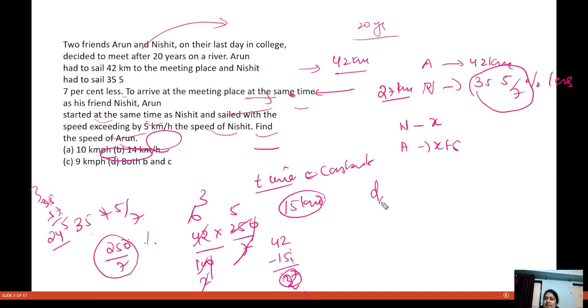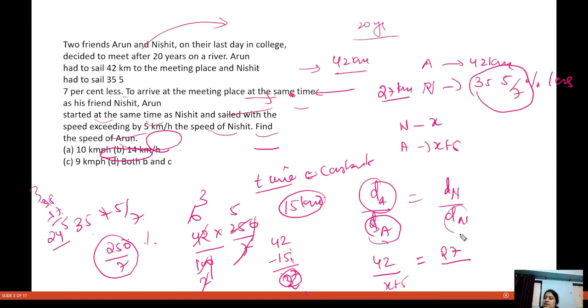So that is distance traveled by Arun divided by speed of Arun, equals distance traveled by Nishit divided by speed of Nishit. Now what is the distance traveled by Arun? That is 42 kilometer. What is the speed of Arun? That is x plus 5. And what is the distance traveled by Nishit? That is 27 kilometer we are getting. And what is the speed of Nishit? That is x kilometer per hour.